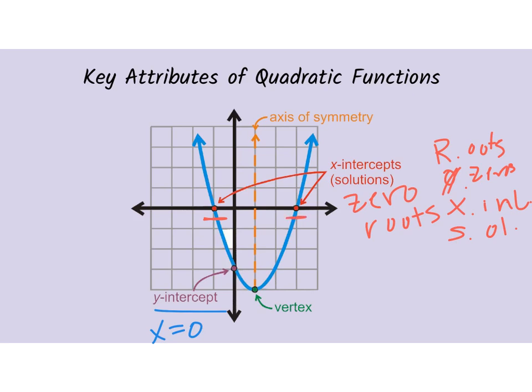So you know x-intercept is the zeros from linear functions. Just now in quadratics we call it solutions or roots as well. Okay, and then new terms, we have the vertex.